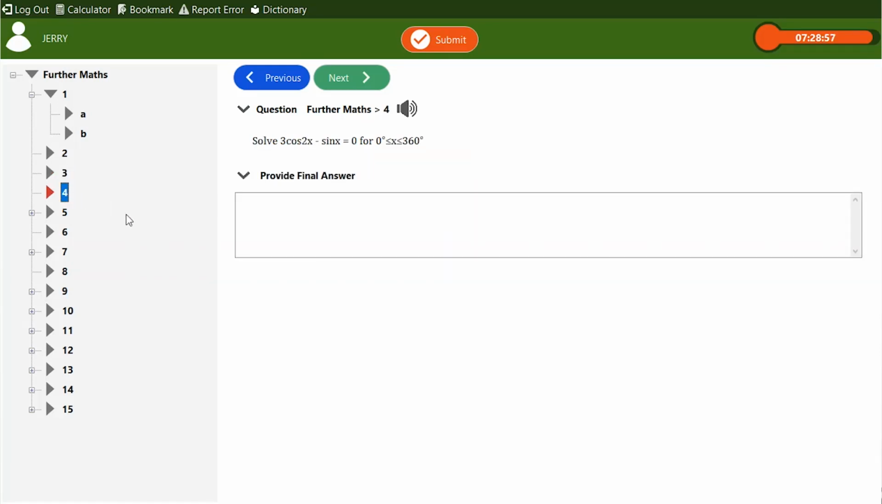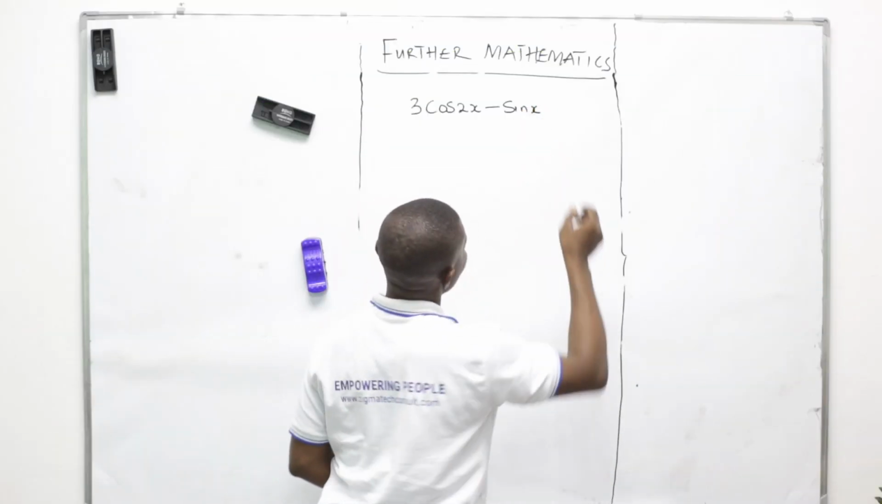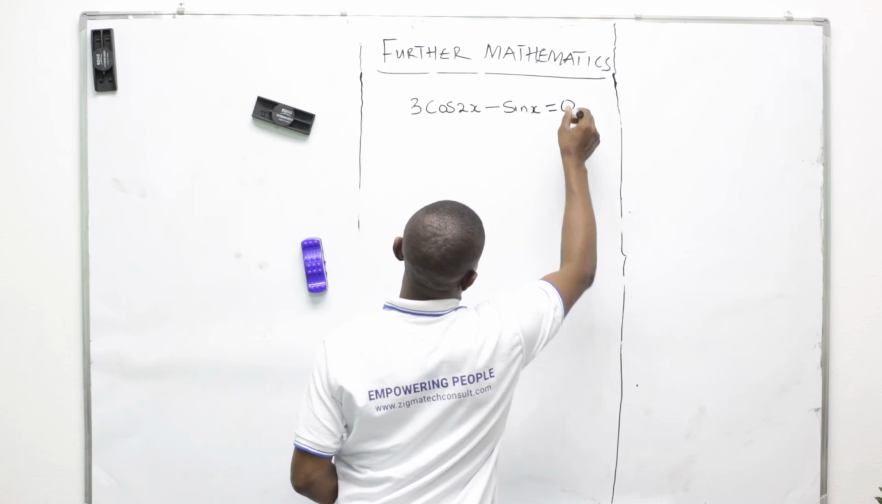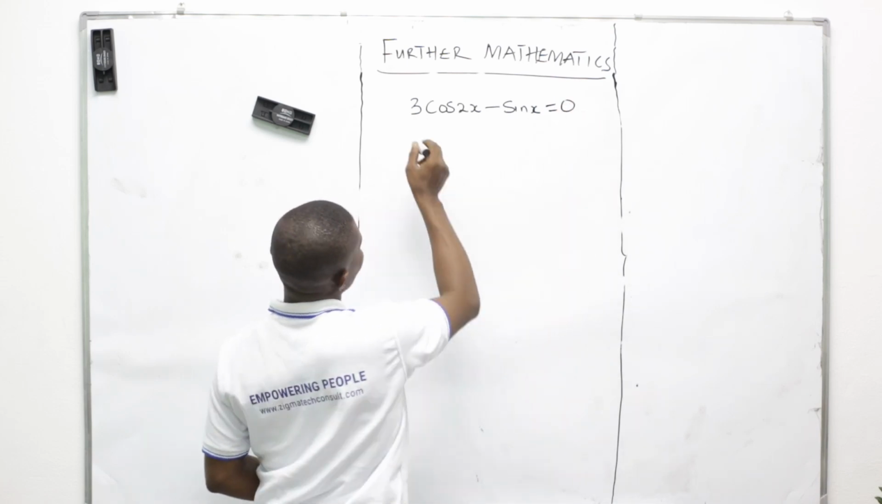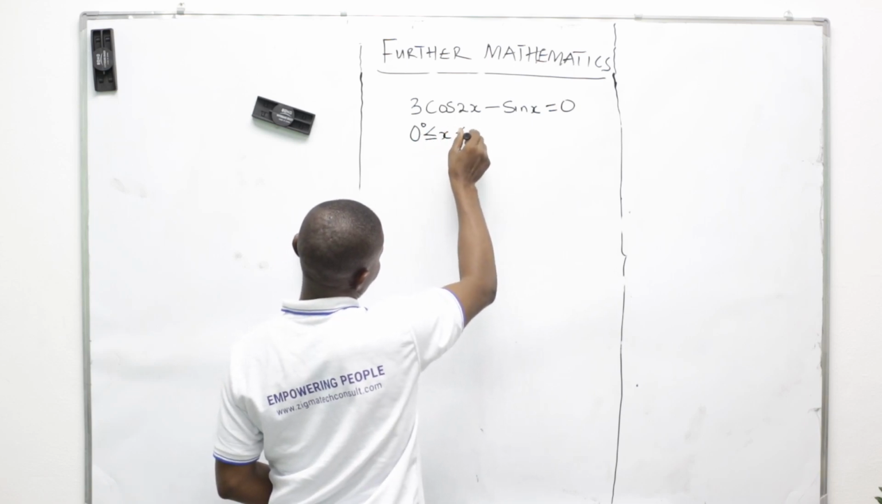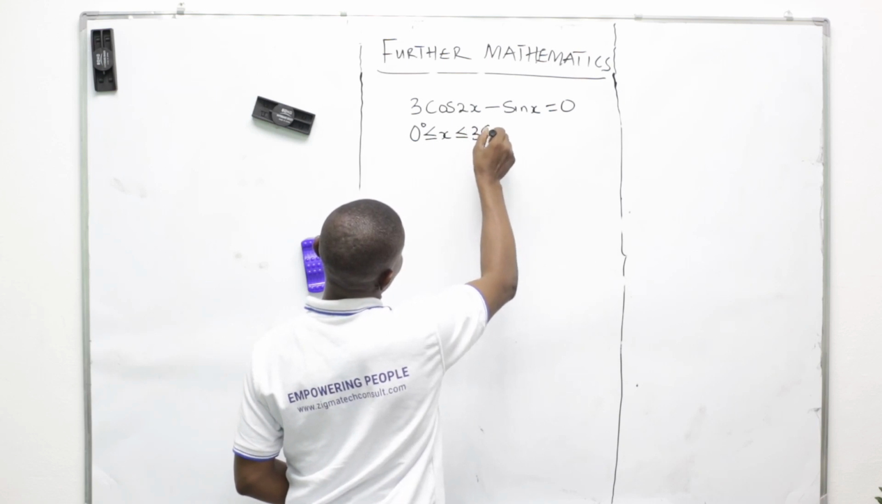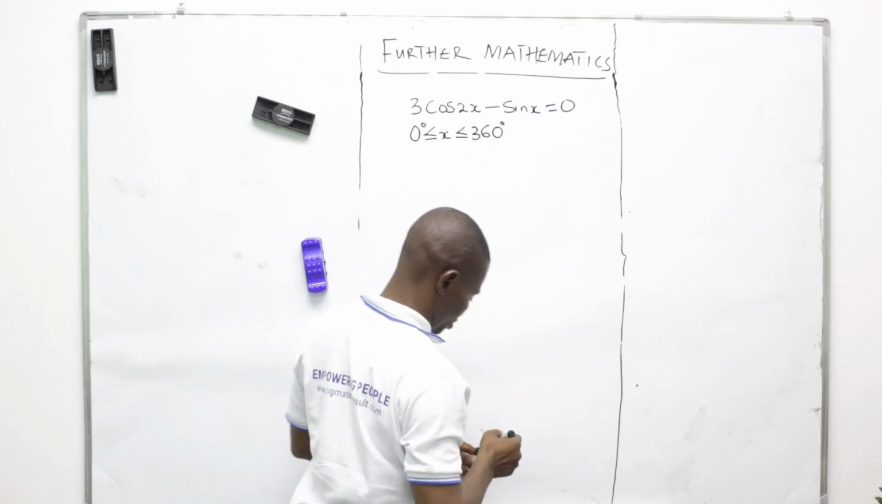Solve 3 cos 2x minus sine x equals 0 for 0 degrees less than or equal to x less than or equal to 360 degrees.